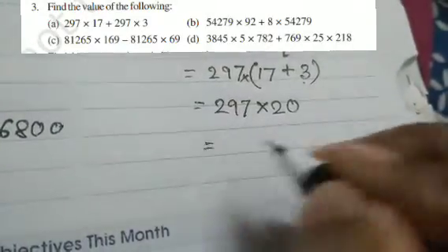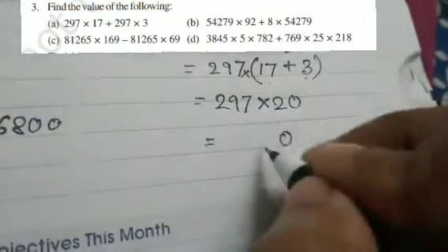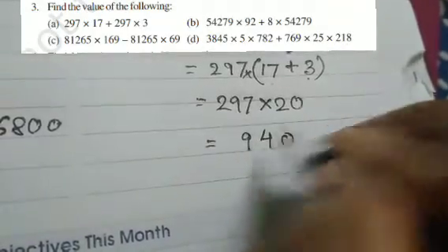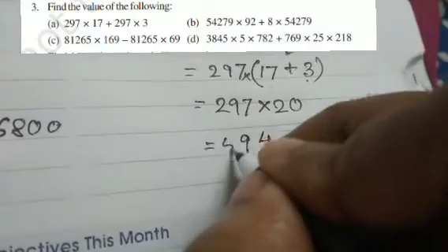20. So that is equal to 297 into 20. 0 comes here. 7 twos are 14, carry 1. 9 twos are 18 and 1, 19, carry 1. 2 twos are 4 plus 1, 5.